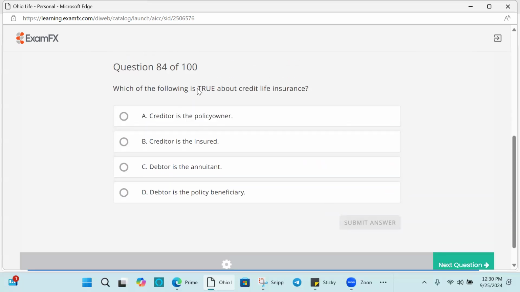Which of the following is true about credit life insurance? Creditor is the policy owner. Creditor is the insured. Debtor is an annuitant. Debtor is a policy beneficiary.